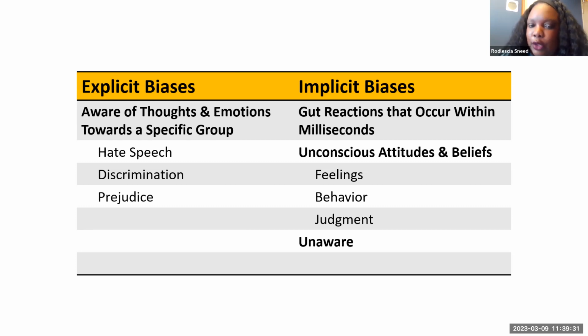Implicit biases function a little bit differently. We're not aware of these types of biases. These are those gut reactions that we have that occur very, very quickly, within milliseconds. But they're attitudes and beliefs that impact how we feel, how we behave towards people, and how we judge them. And because we have these unconscious attitudes, these biases in some ways can be more dangerous because we're not aware of them, and so we don't know that we have them. And not knowing that we have them is really dangerous if we talk about the impact that they can have on other people.